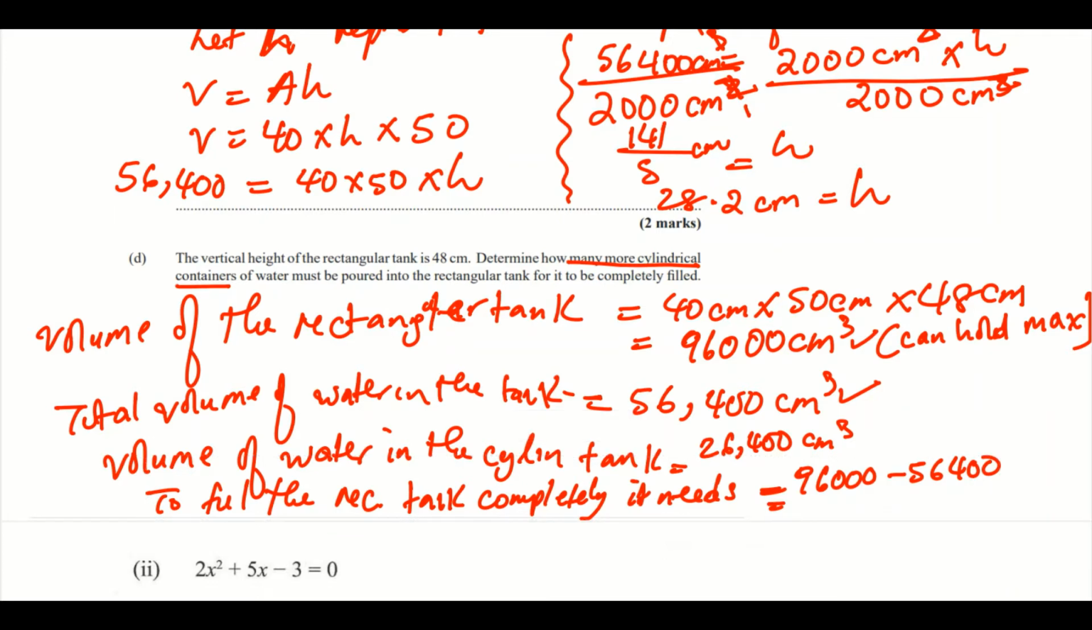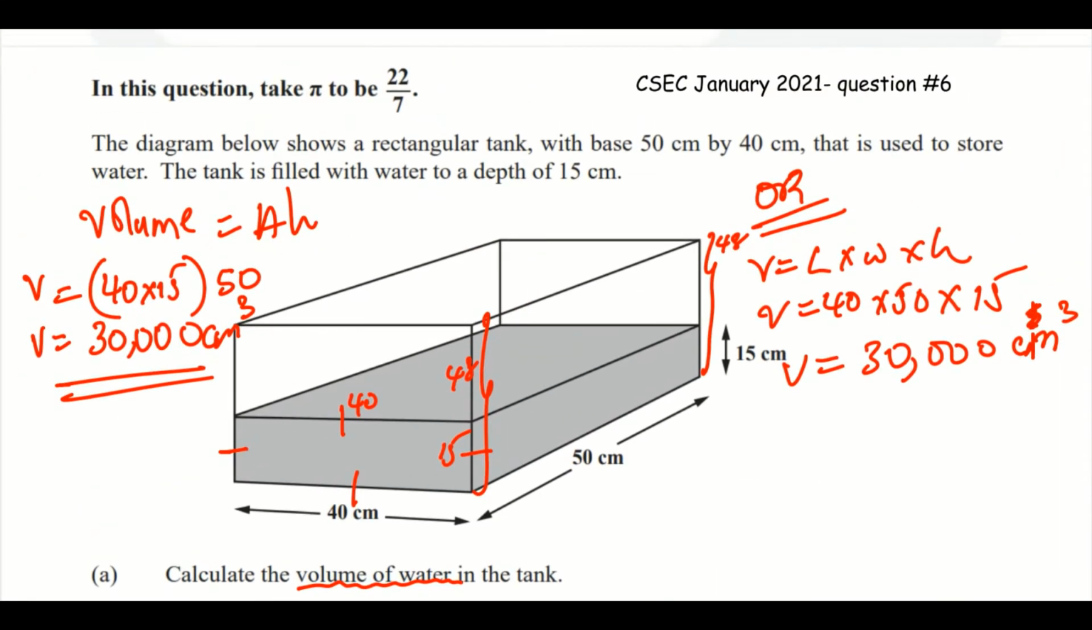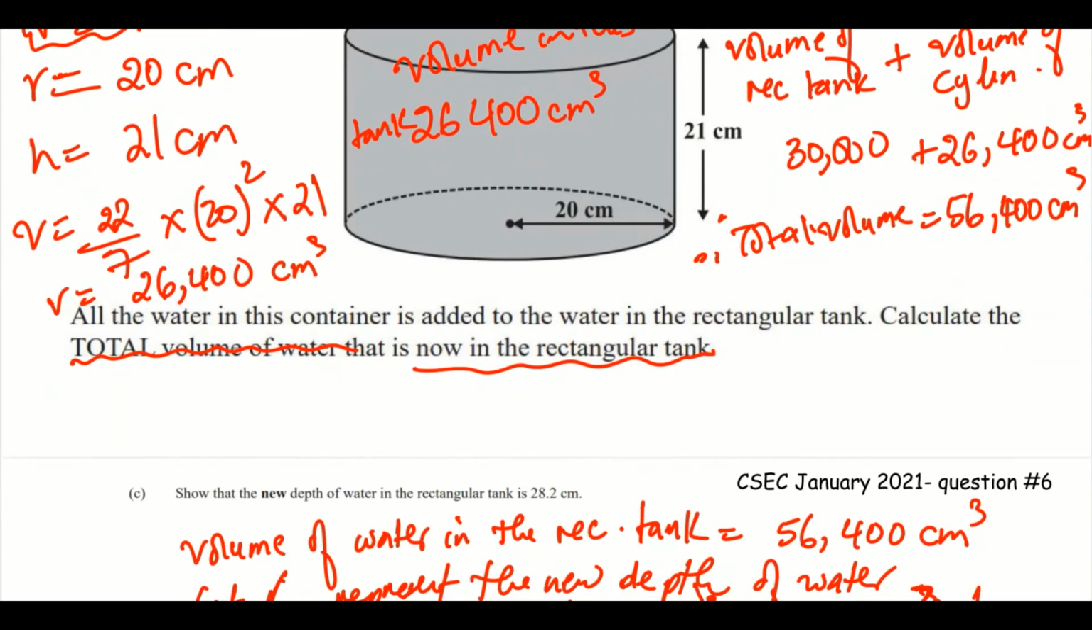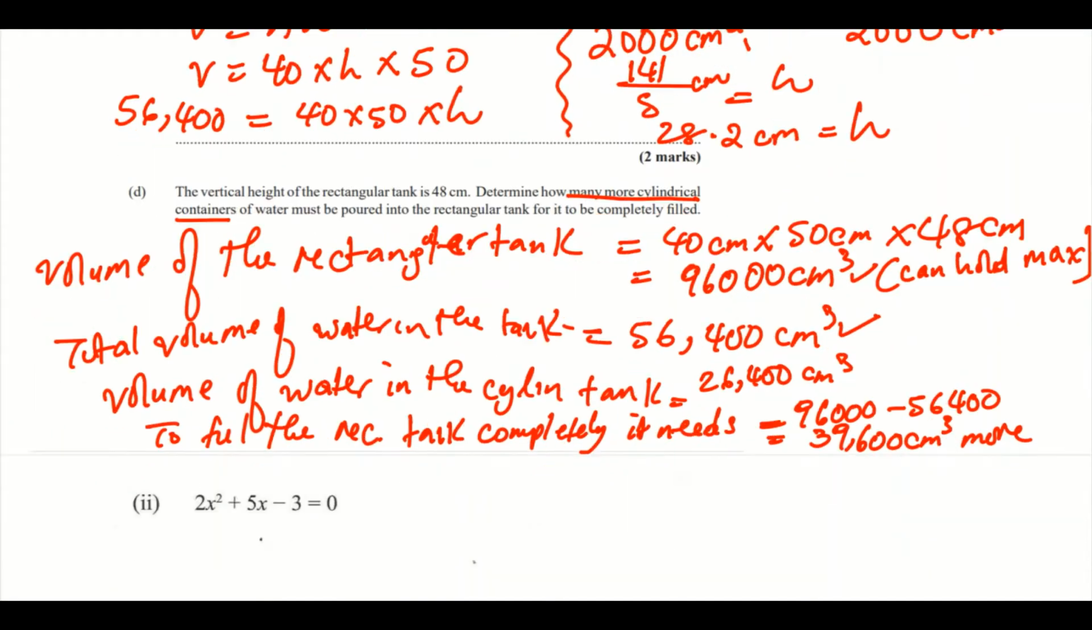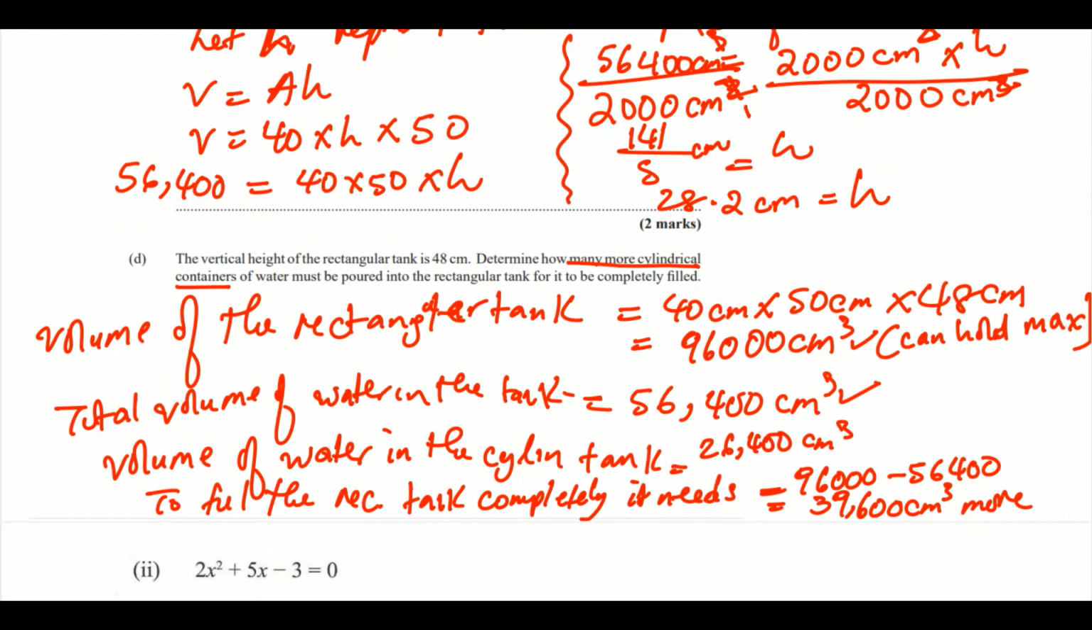I'm running out of space. So it needs 39,600 centimeter cube more. Remember now, the question said that it uses this container to fill this container. And we know that this container holds 26,400. Now, we want to know, running out of space, but I'm going to change the color. I'm going to write it right here and then erase it for the next question.